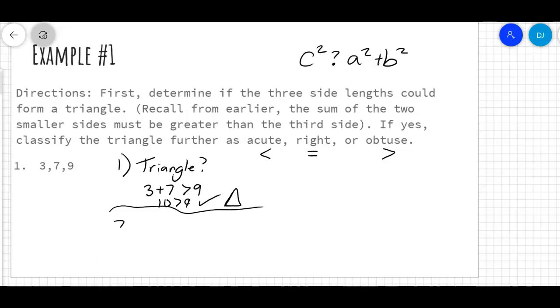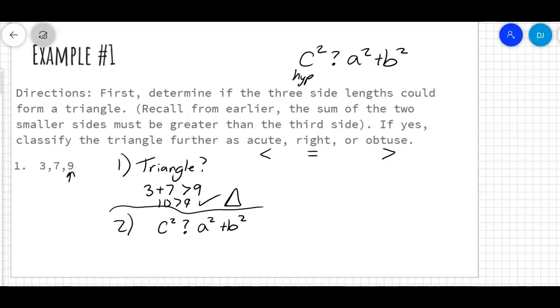Okay, so step 2, we are going to take the longest side, which, remember, the hypotenuse is always the longest side. So that's going to be 9. And let me start with the equation first. So we have c squared. I don't know if it's going to be greater than, less than, or equal to. That's what we're trying to test. a squared plus b squared.